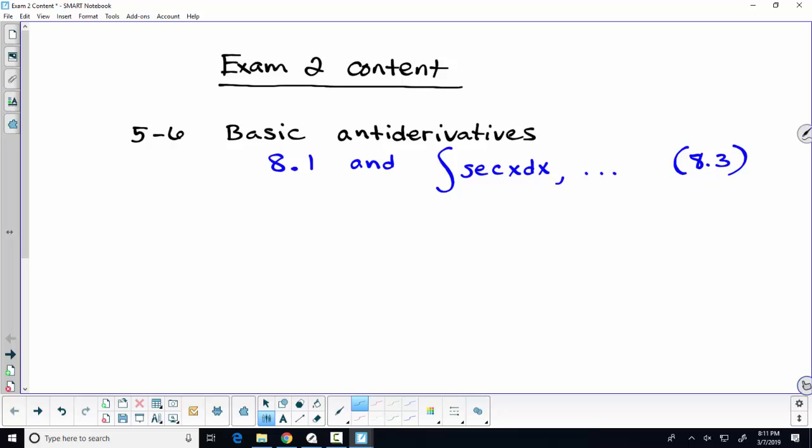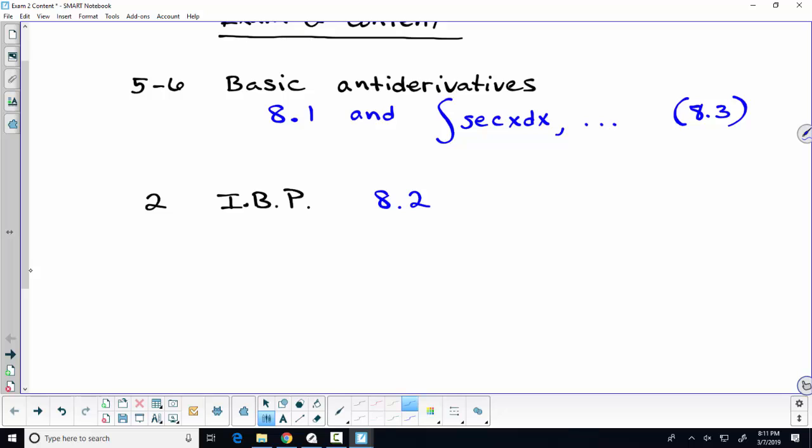Are you gonna put this up? Yeah, on D2L. I'll upload this. There'll be 2 questions regarding integration by parts from 8.2. And you should honestly be familiar with both the indefinite integral and the definite integral, to be able to do both of them. Yeah. Okay.